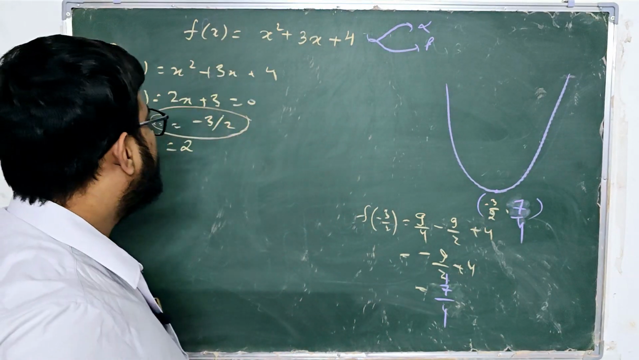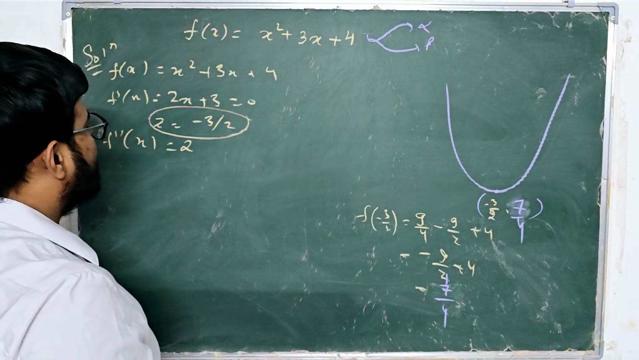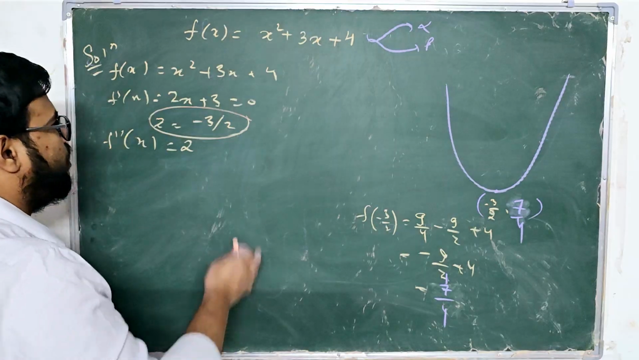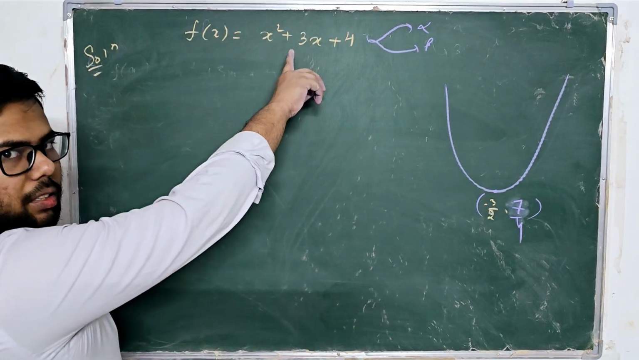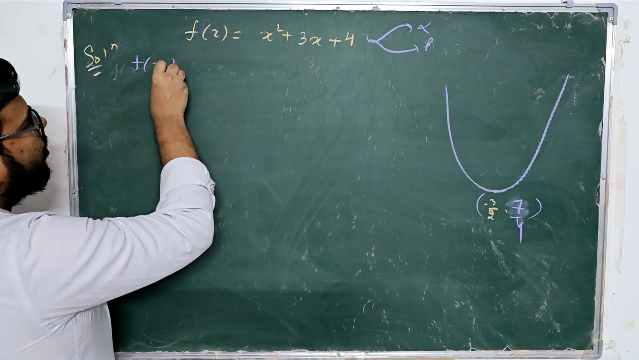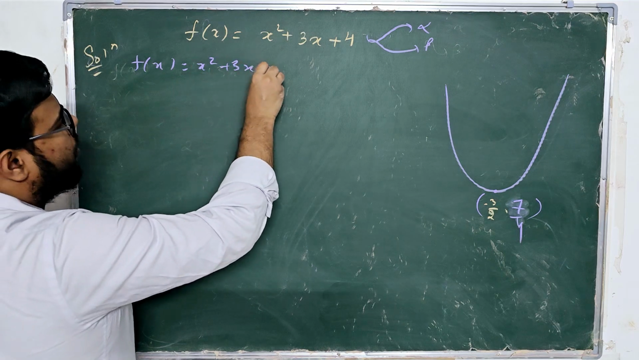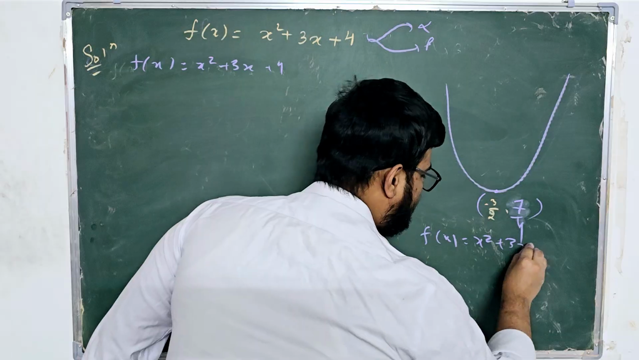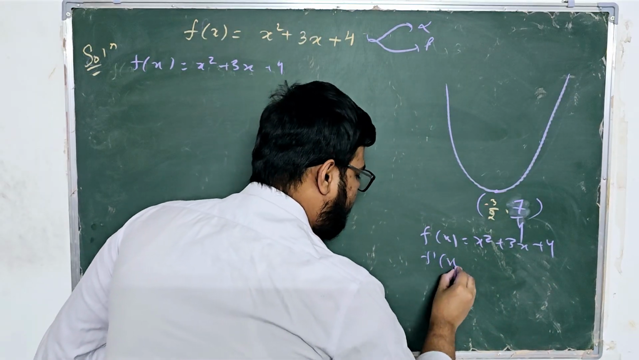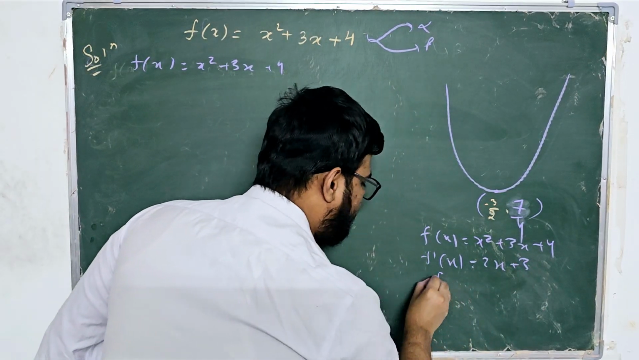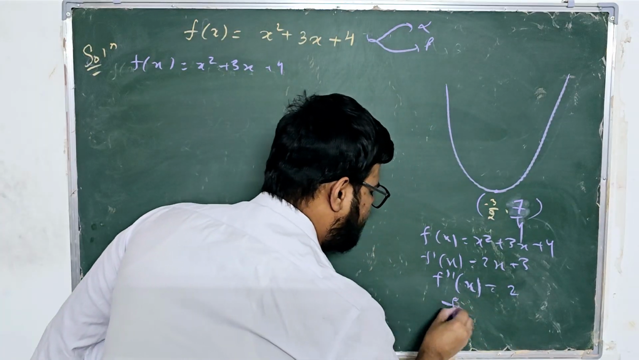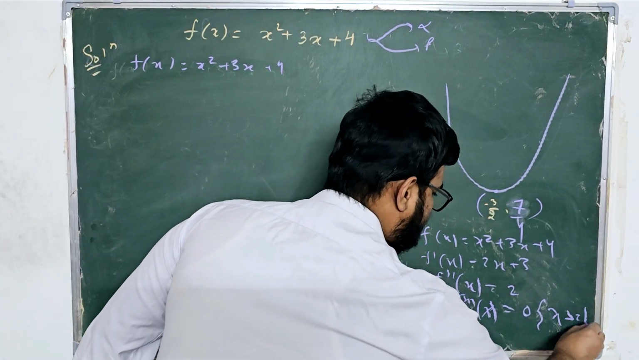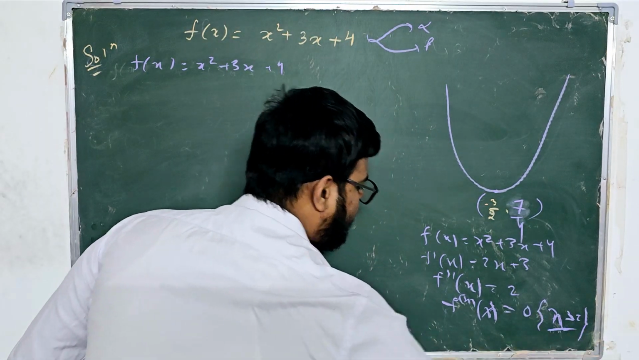Okay. So what's next? Well, we have to find the Taylor form of this quadratic equation. So let's see what we get. Okay, let me erase this. So we have this quadratic polynomial f(x), x square plus 3x plus 4. f dash of x is 2x plus 3. f double dash of x is equal to 2, and the nth derivative with respect to x is 0 if n is greater than 2.